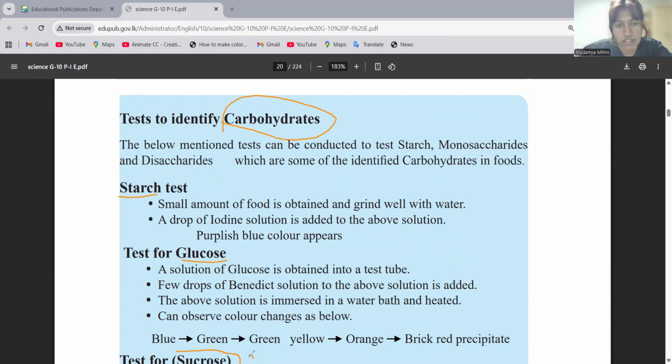So this is a monosaccharide. This is a disaccharide, and this is a polysaccharide, right? You guys remember, right? So in the starch test, what we are going to use is known as iodine solution. So an iodine solution is used. What we are going to do is take a little piece of bread, grind it, and put water into it.